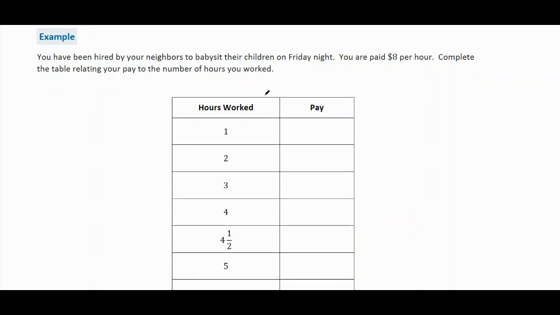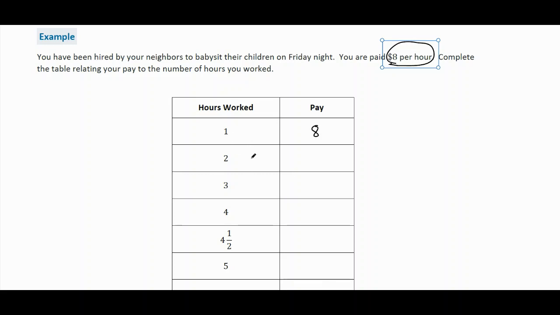So it says here, you have been hired by your neighbors to babysit their children on Friday night. You are paid $8 per hour. Complete the table relating your pay to the number of hours you worked. It's $8 per hour, so it means you are going to be paid $8 in 1 hour of babysitting. So basically, if you have worked 1 hour, that's going to be 8.